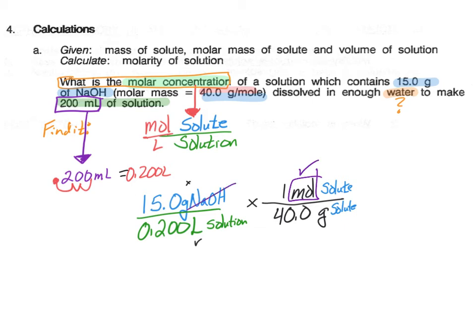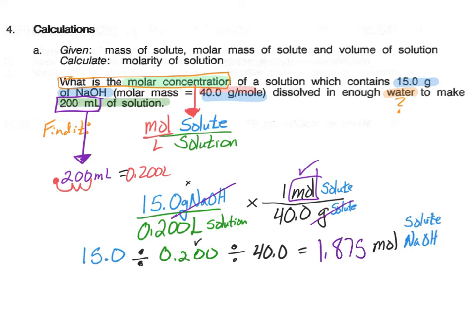Now we just have to put it into our calculator, and in this case, we're going to take our 15 divided by 0.2, and then divide that by 40, and you will find that you end up with 1.875 moles of NaOH per liter of solution, or 1.875 molar NaOH solution.